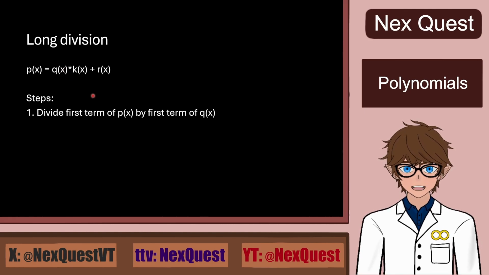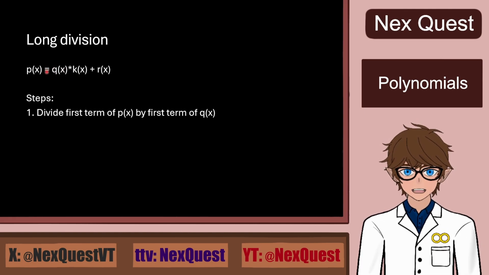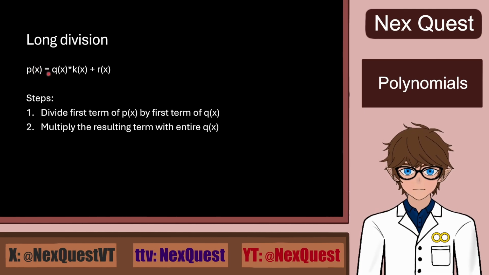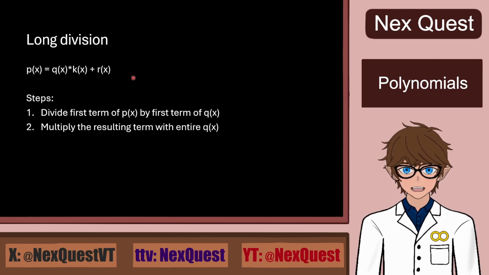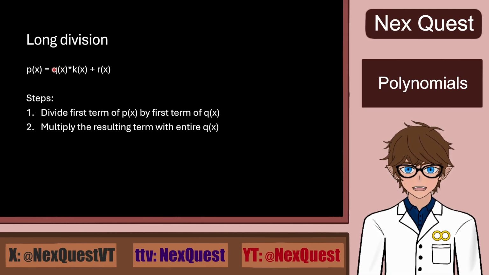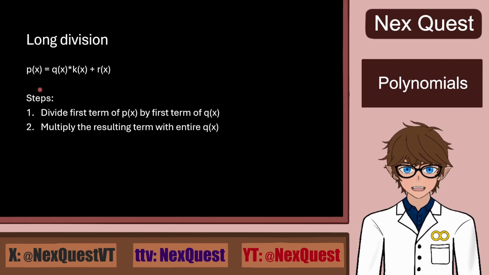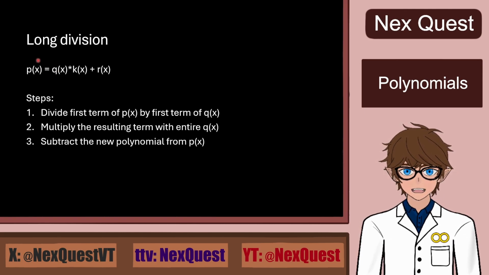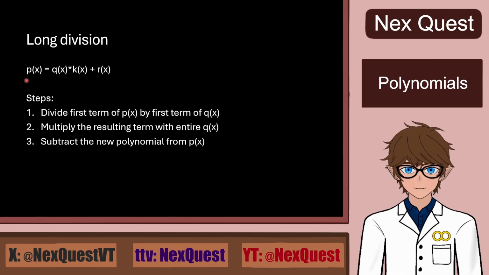So first, we would divide the leading term from our p of x with the first term of q of x and write the result on the side. Next up, we take the result, which will always be a single term, and multiply it back with the entire divisor, so the entire q of x. And the new polynomial that we get is written underneath p of x. Next, we subtract that multiplied result from p of x, reducing it ever so slightly.